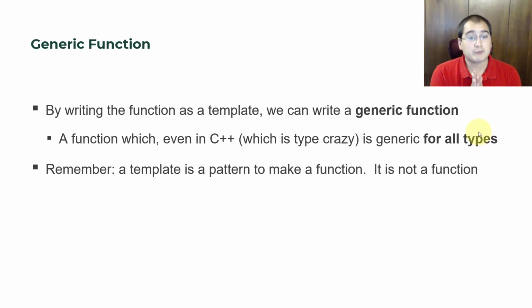And so by writing a function as a template, these are what are called generic functions. These are functions that aren't specific, they're generic. They are able to work on a bunch of different types. So remember, a template is a pattern to make a function. It's not a function in and of itself. You have to instantiate it. You have to actually use a function call to tell the compiler, I want this template to be made so that I have a specific function that handles a specific type.